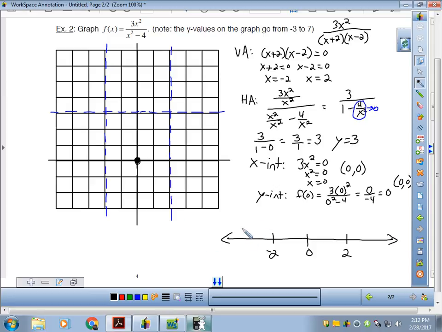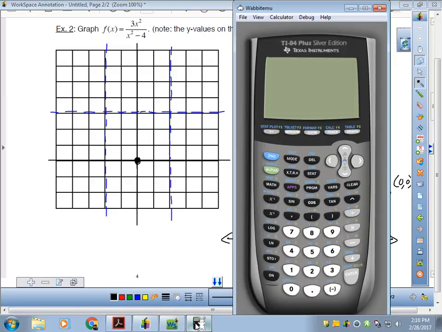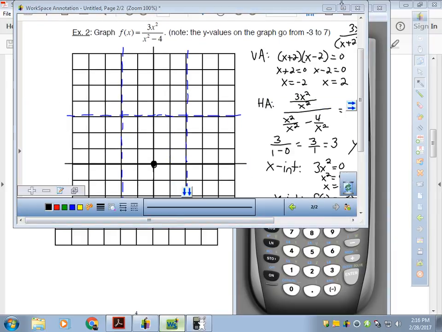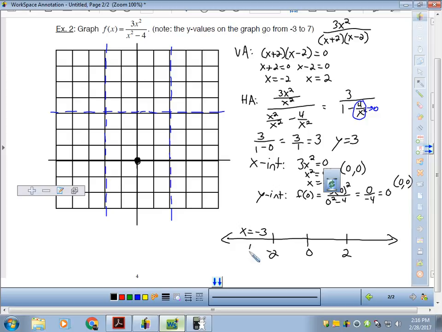So let's start with this one. I want to pick x equals negative 3. I'm going to take negative 3 and plug it into that equation. So 3 times negative 3 squared, and I'm going to divide that by negative 3 squared minus 4. So it comes out as a positive. It comes out as 5.4. So it's a positive. I'm even going to note down that the y was 5.4.